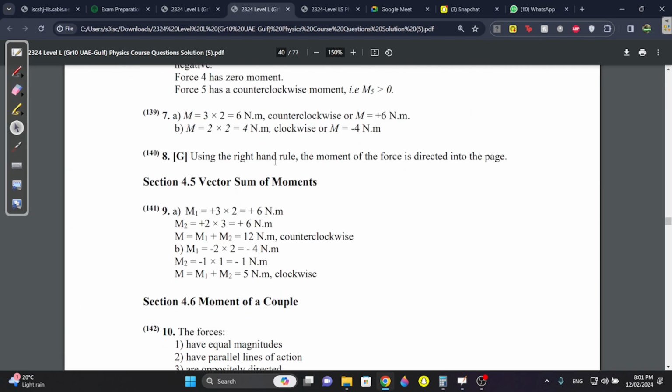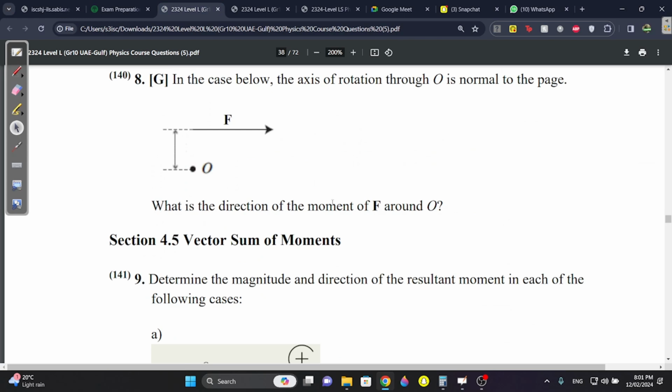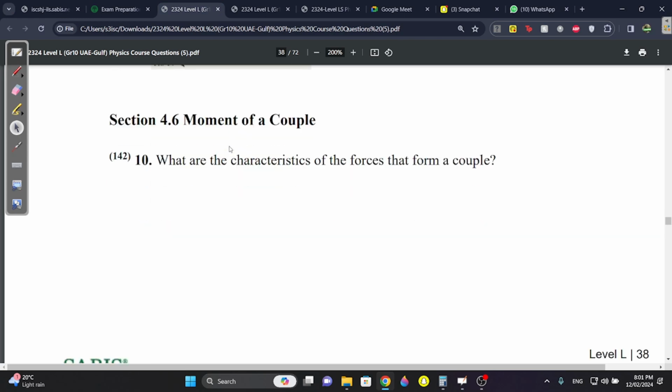Question 8, let me see. The moment is into. When they say direction, they want into. Just say into. Since we said it's clockwise, that means it's into.